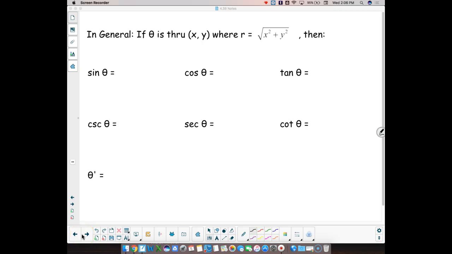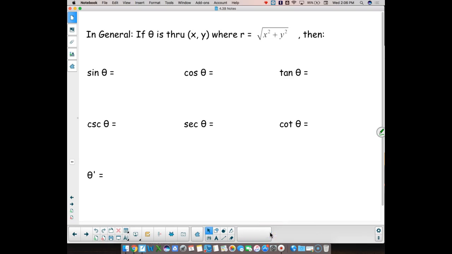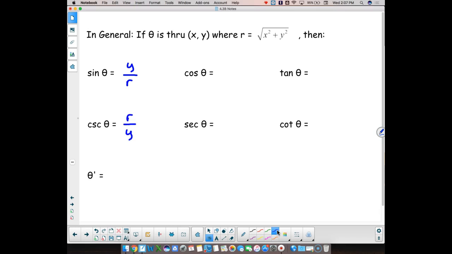Alright, so this is where we ended yesterday. We talked about the different aspects and what the differences were. So, for instance, the sine of theta we said was y over r, which made the cosecant r over y.